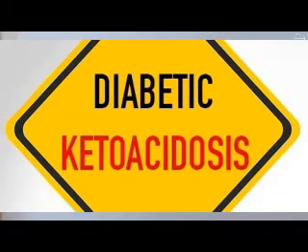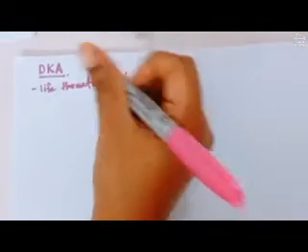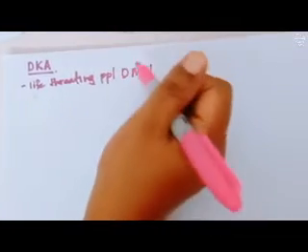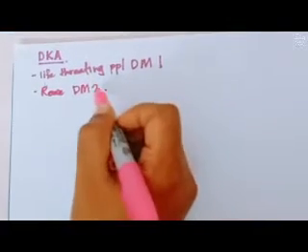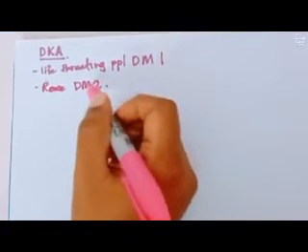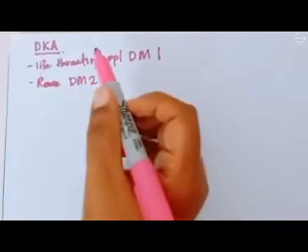So for today's topic, I will be discussing DKA, which is Diabetic Ketoacidosis. Okay, you all know what DKA is? DKA is life-threatening for people with DM1 and it's very rare for DM2. But still there is a chance for people with DM2 to get diabetic ketoacidosis.